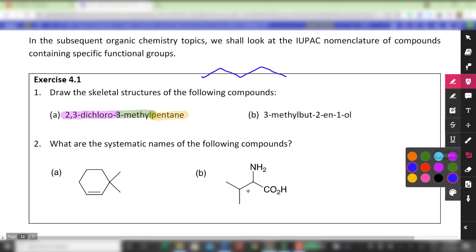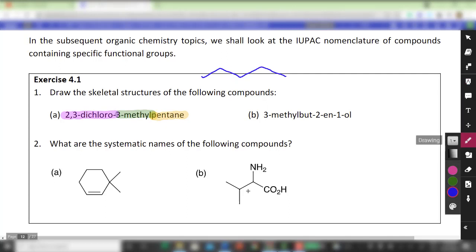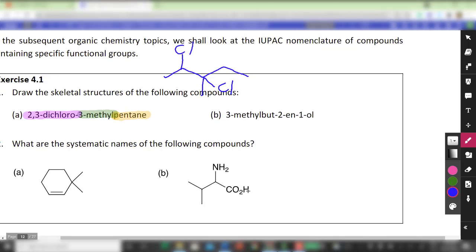2,3-dichloro. It doesn't matter whether we number it from left to right or right to left in this case. So 3-methyl will be here, at the third position. Let me number 1, 2, 3, 4, 5, and then at the second position there's a Cl, and at the third position there's a Cl. So this will be the structure for 2,3-dichloro-3-methylpentane.